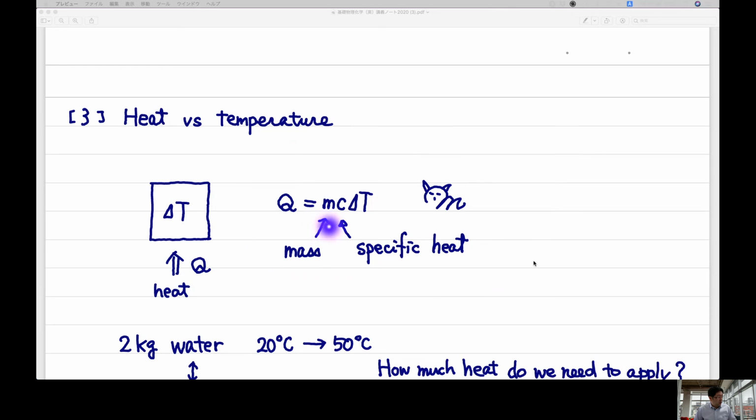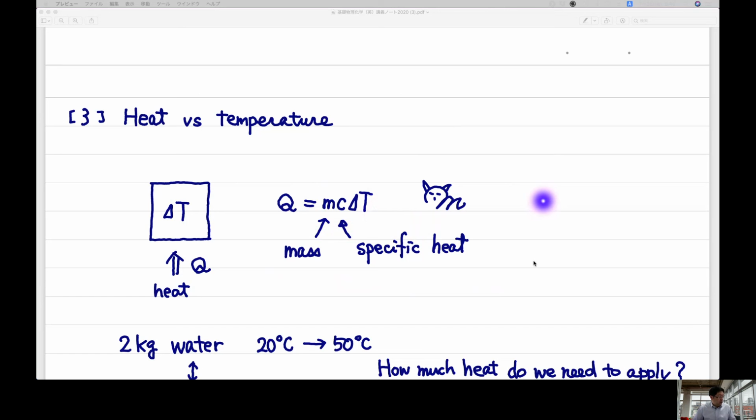Q equals mc delta T. Delta T is the temperature change. Q is the heat, m is the mass, and c is the specific heat. Some guy says that this equation can be easily memorized by the MCAT. Here you can see the MCAT. This is very cute. So Q equals MCAT.